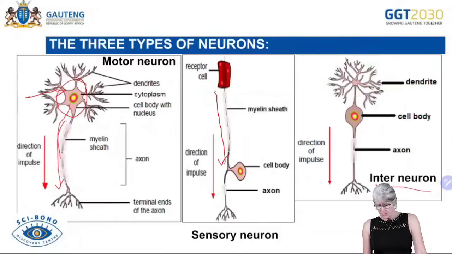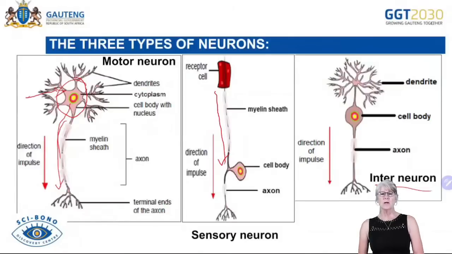Then our interneuron is usually also a multipolar neuron, and basically it is the connection between the sensory neuron and the motor neuron. So that is your controlling center. What it does is it analyzes the information that comes in from the sensory organ, the sensory neuron, and then it effects whichever appropriate response. All right, so those are the three types of neurons.